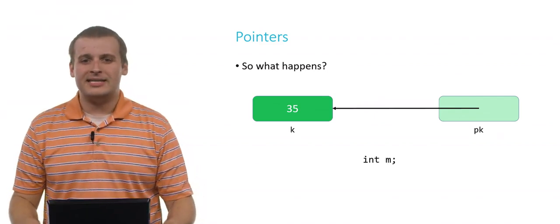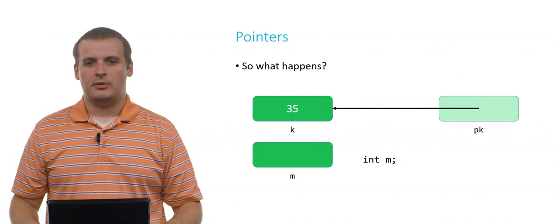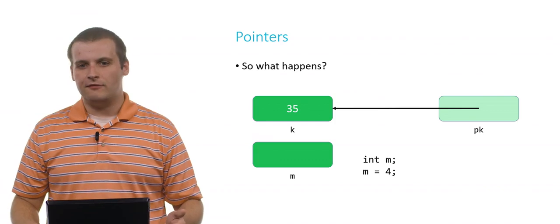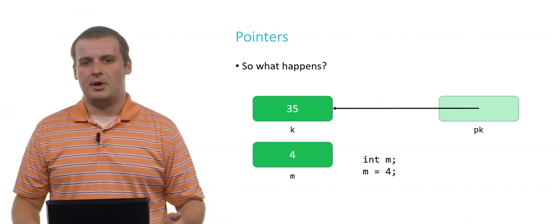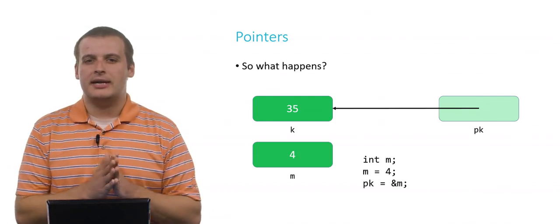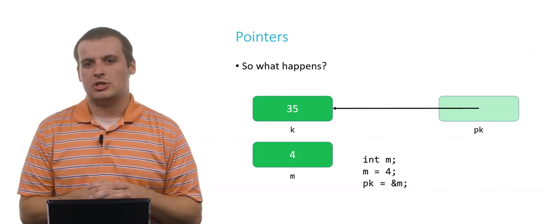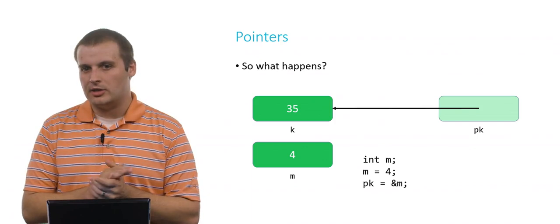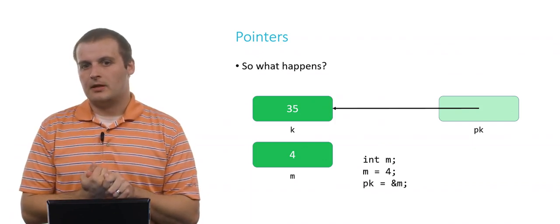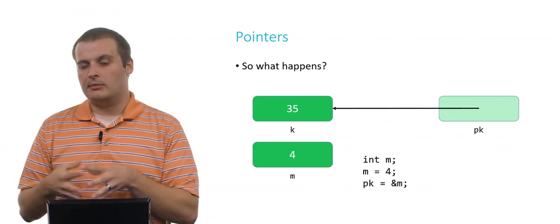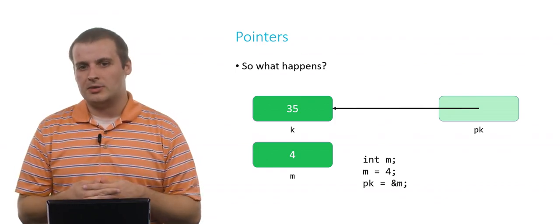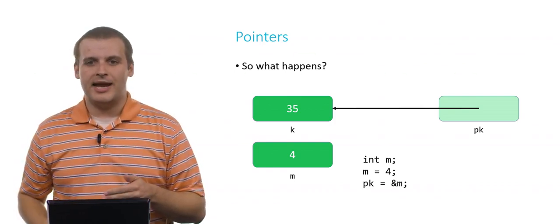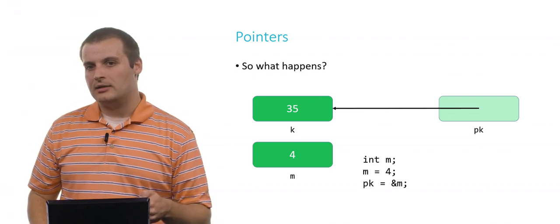One more. If I say int m, I create a new variable called m, a new box. It's a green box because it's going to hold an integer, and it's labeled m. If I say m equals 4, I put an integer into that box. If I say pk equals ampersand m, how does this diagram change? Do you recall what the ampersand operator does or is called? Remember that ampersand, some variable name, is the address of a variable name. So what we're saying is pk gets the address of m. And so effectively what happens in the diagram is that pk no longer points to k, but points to m.